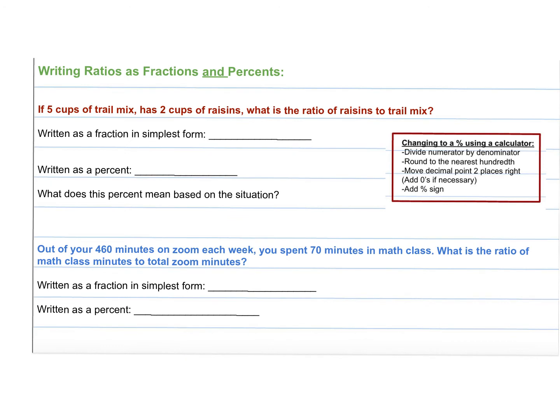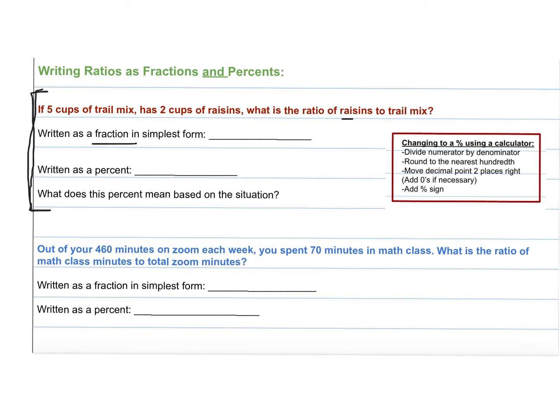All right, writing ratios as fractions and percents. This would be a great example to write down. So write the problem down and then write the questions and the answers. If you have 5 cups of trail mix, it has 2 cups of raisins. What is the ratio of raisins to trail mix? So this is saying that if I take 5 cups of trail mix, 2 cups of that 5 cups will have raisins in it. So written as a fraction in simplest form.